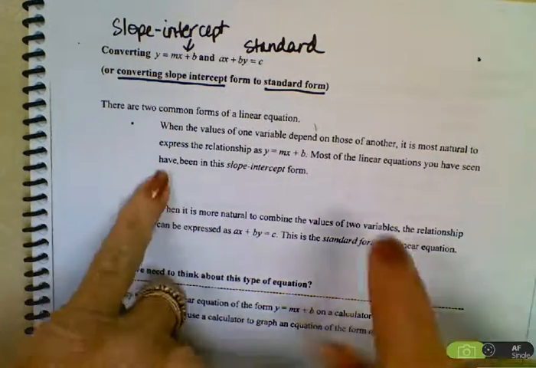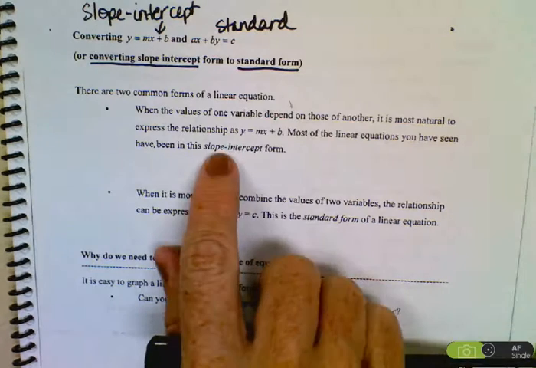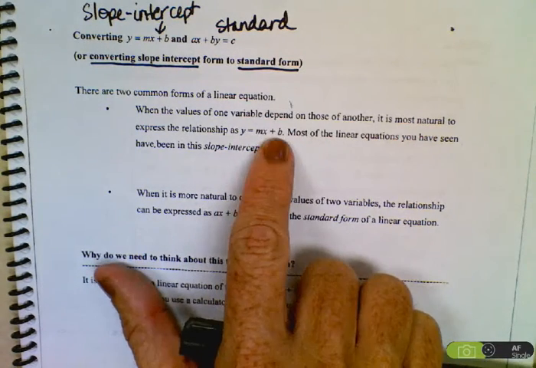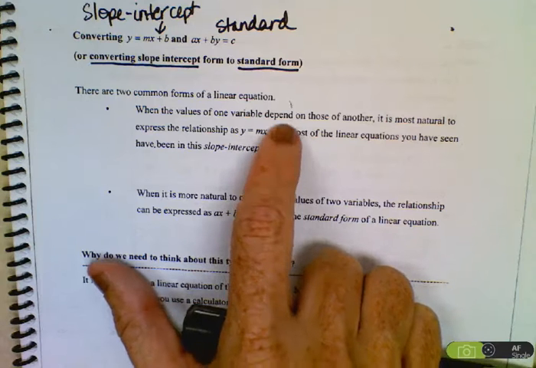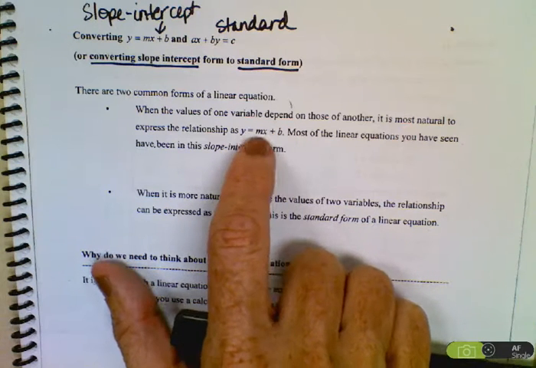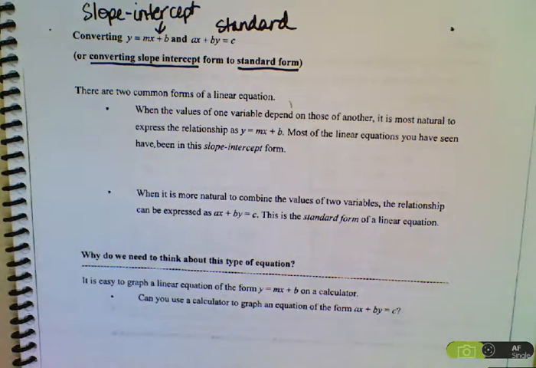Okay? So these are the most common types of linear equations you're going to see. When one is dependent on another, you're usually going to see it as slope-intercept form. And we know that that means that our function has a beginning point, which is our y-intercept, and then a rate at which it changes, which is our slope. And that we've been doing a lot of things in slope-intercept form.